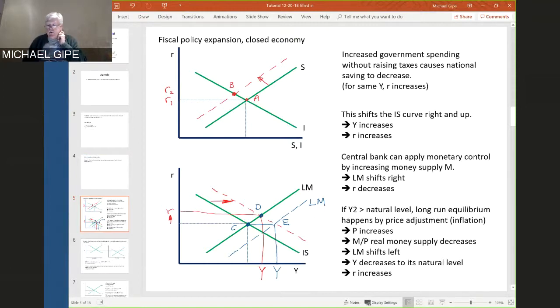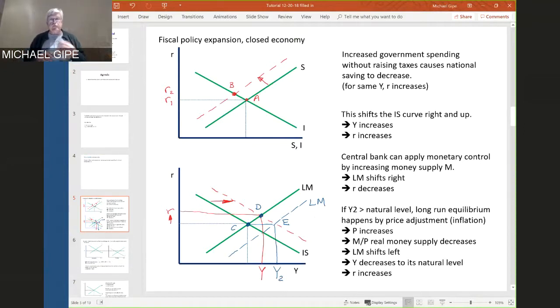If this level, Y, I'll call it Y2 here, is greater than the natural level, what's going to happen typically is in the long run, the prices will adjust. In other words, we'll experience inflation in order to bring that level of economic activity, the GDP or Y, back to where it should be. So we'll have a price increase. The real money supply will decrease because the denominator increases. The LM curve will shift left. Y will return to its natural level, and R will then increase.